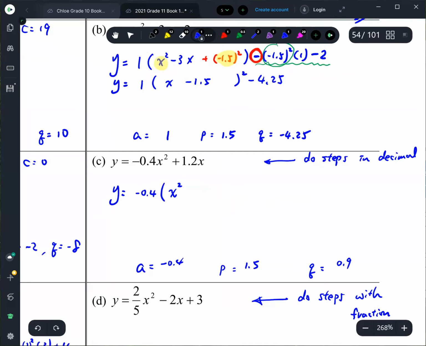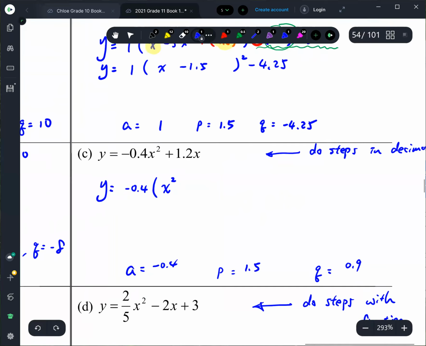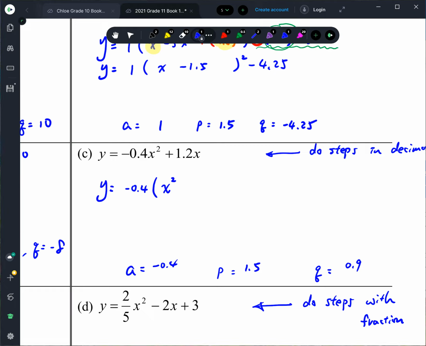Okay, step 1 is factor A. Can you finish factor A? What happened now? Wait, for C or for D? We are doing question C. Okay. So then it's... Let me see. So then is it 1.2 divided by 2? Or in this case, negative 0.4? That's right. Very good. What do you get?